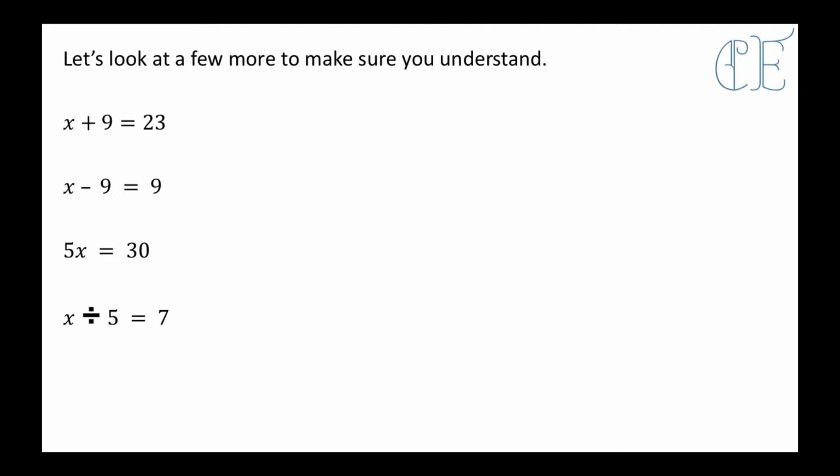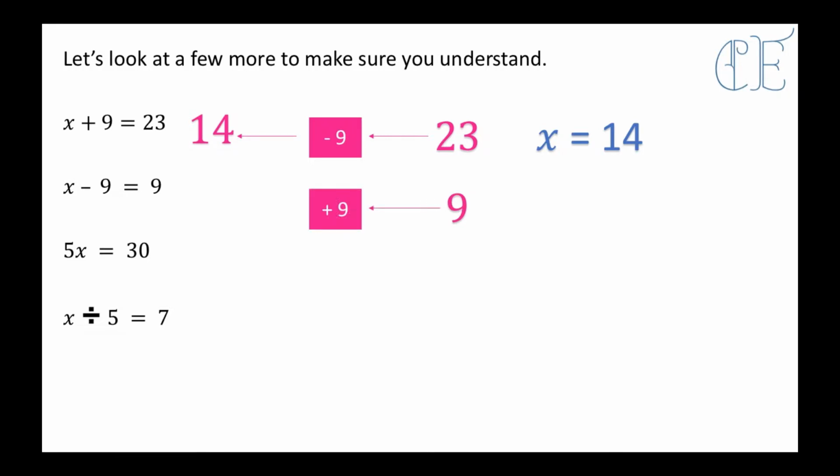Okay, if you've had a go, let's have a look at the first one. We have x plus 9 equals 23. So we're going to go backwards. We're going to do 23 take away 9, and that gives us 14. So x equals 14. For the second one, we have x minus 9 equals 9. So, to work backwards, we're going to have 9, and then we're going to add 9 instead, which equals 18. So, 9 add 9 equals 18. So, x must be 18.